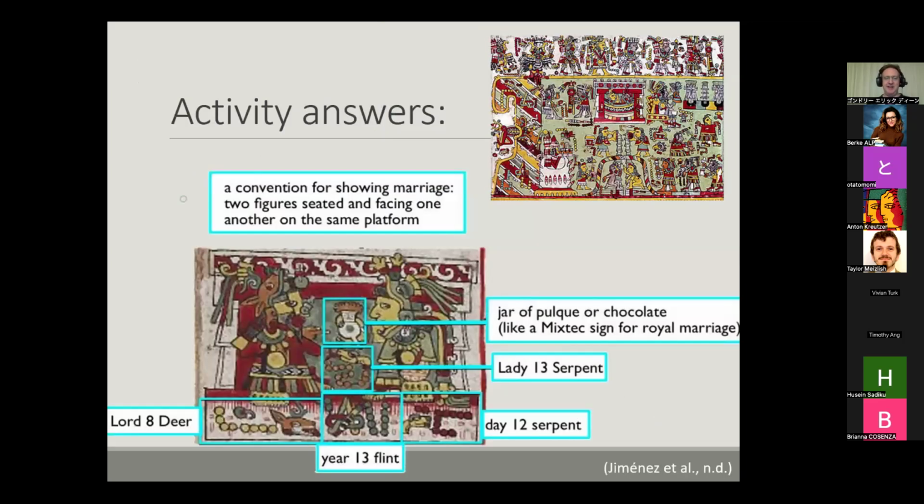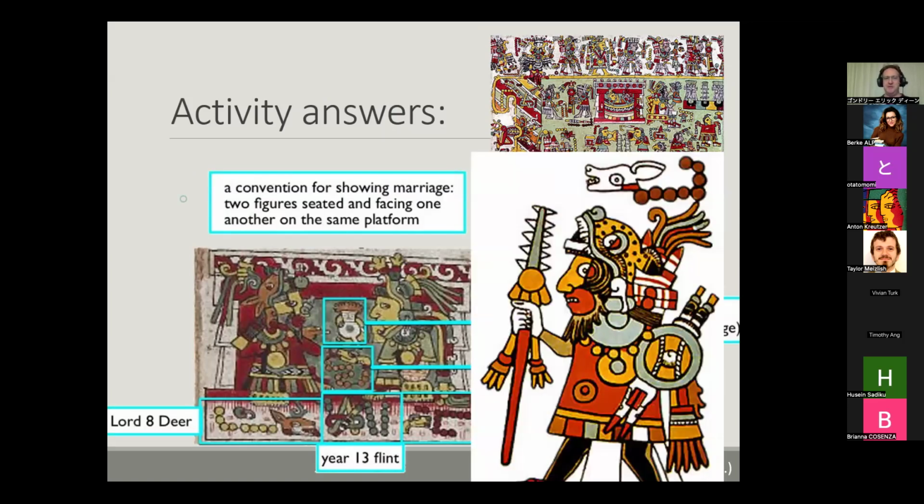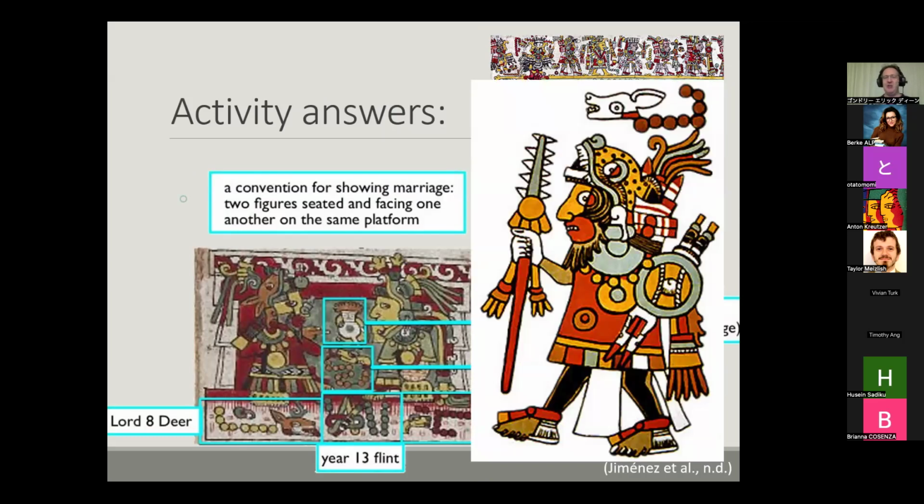So you can find the name of the character, Lord Eight Deer, the year and the day, as well as the Lady 13 Serpent, and so forth. And here's actually a picture of Lord Eight Deer, right? So you can have them try to find details and try to find the information and kind of get an idea of a completely foreign culture here.